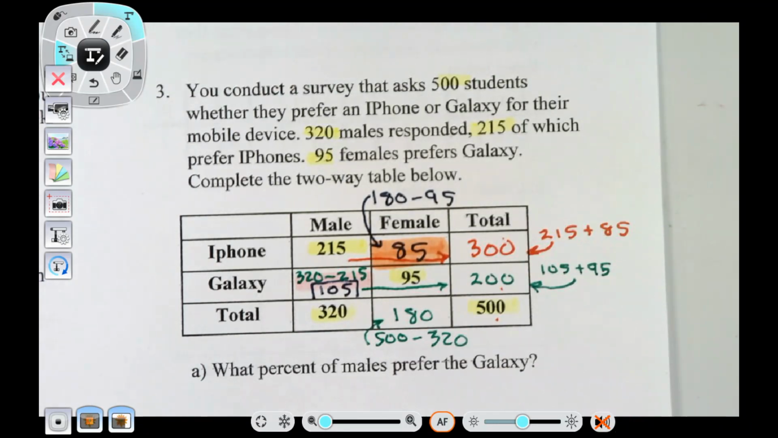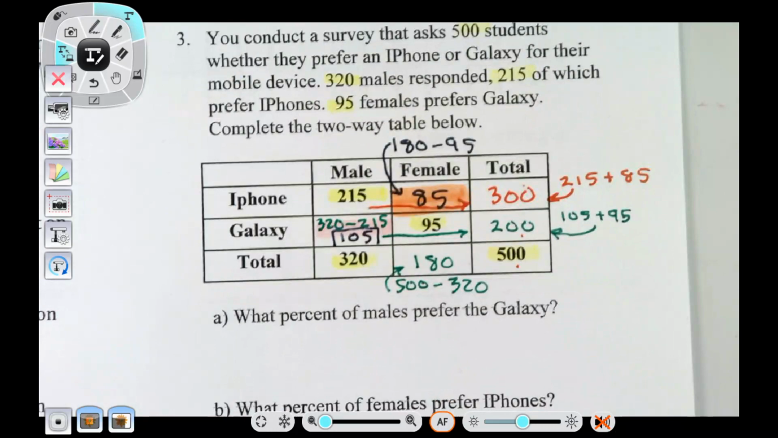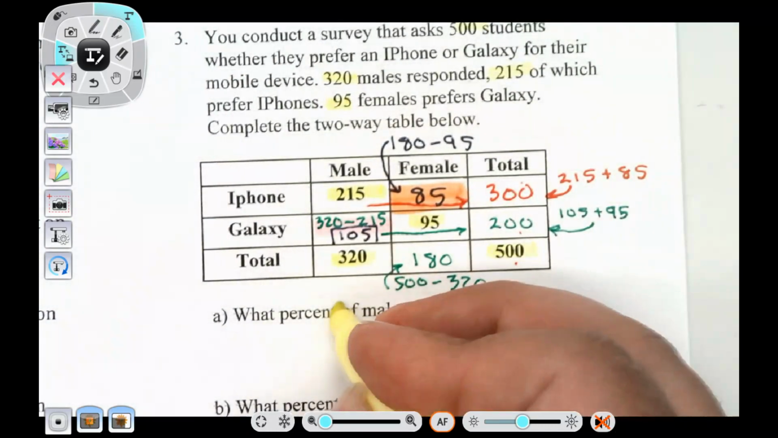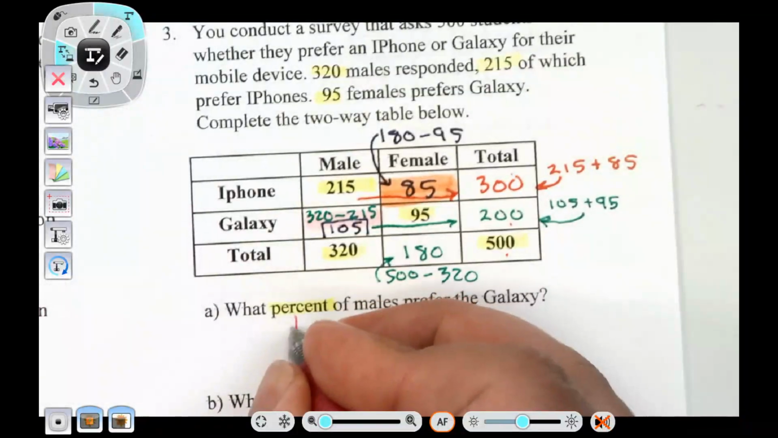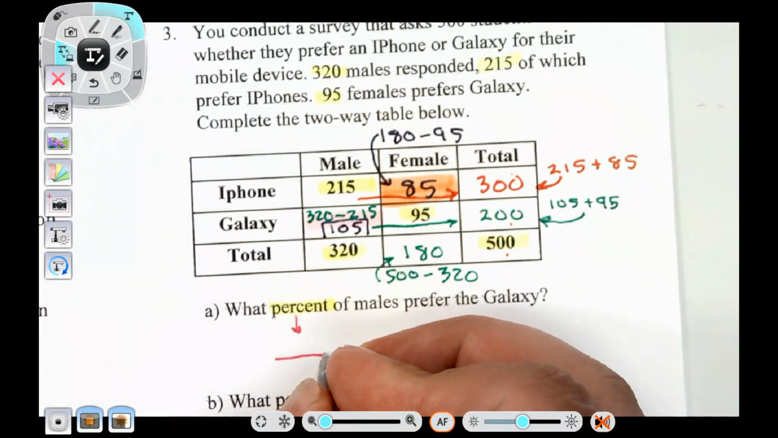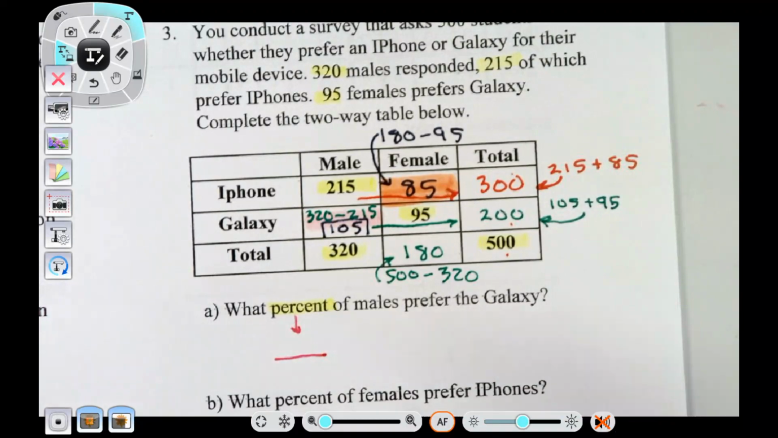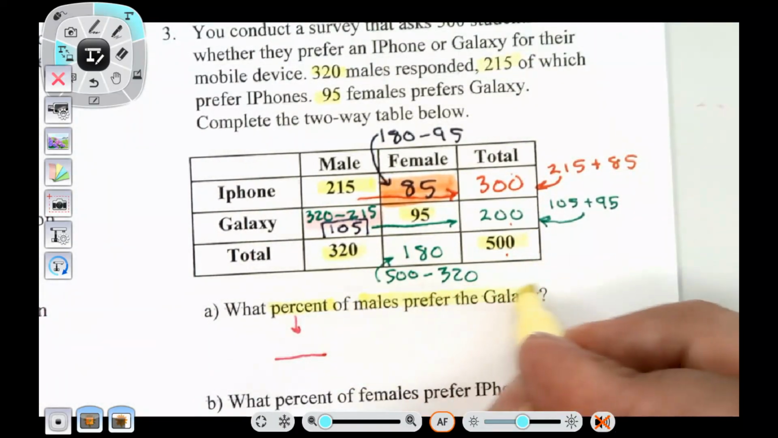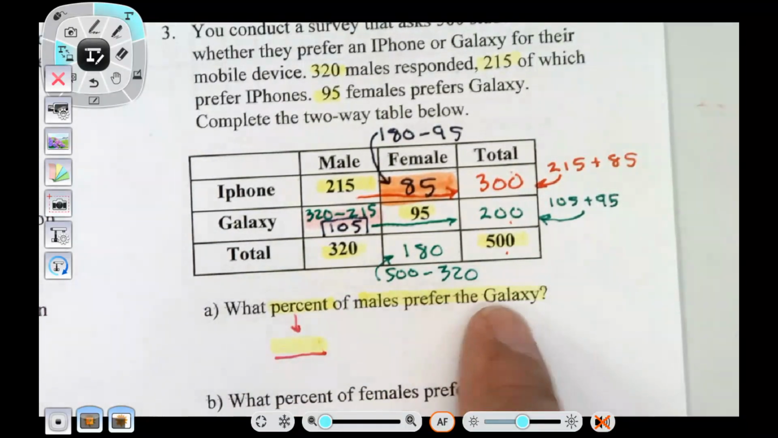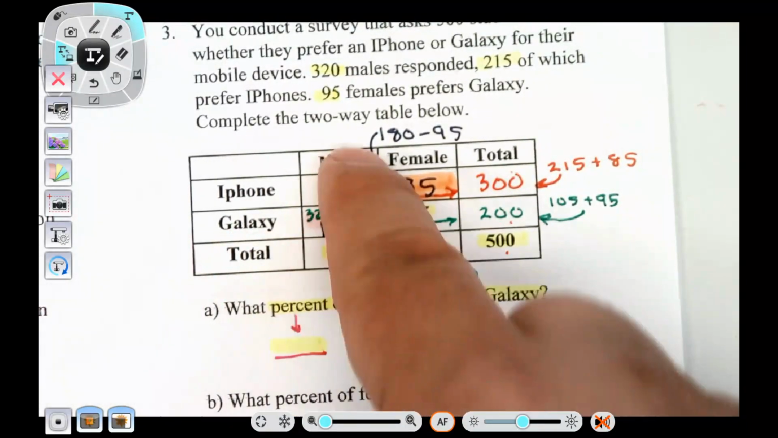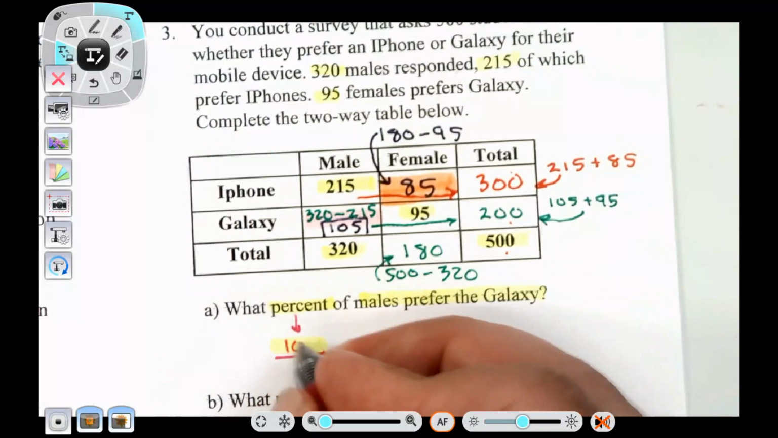Now, when we look at the following questions, this is why we told you last week to look at your word wall. It says, give me a percent. Well, remember, when they say percent, that means you got to start off with a fraction. And they said, give me the percent of males who would rather have a Galaxy phone. All right, well, first of all, how many males want a Galaxy phone? Here's Galaxy, there's male, so 105.